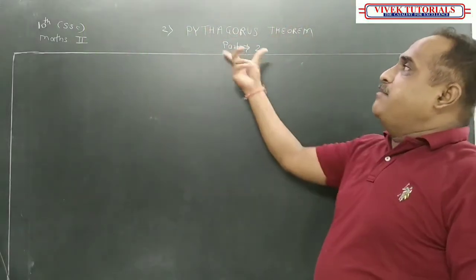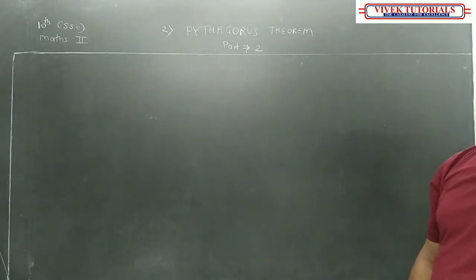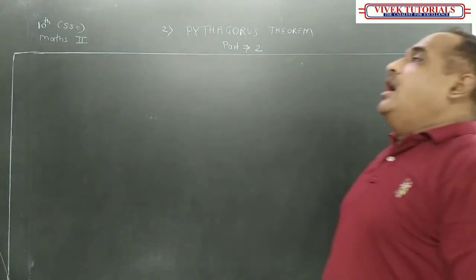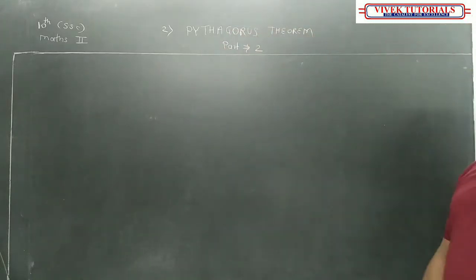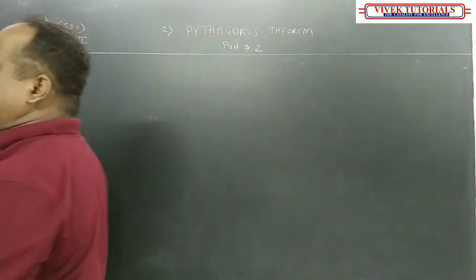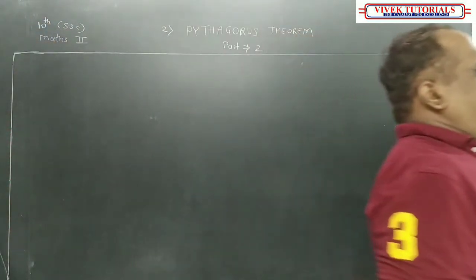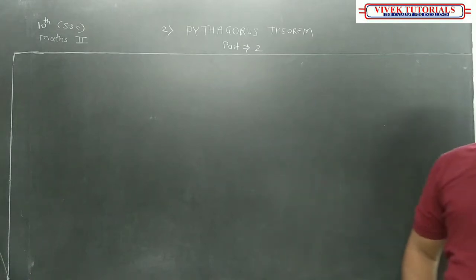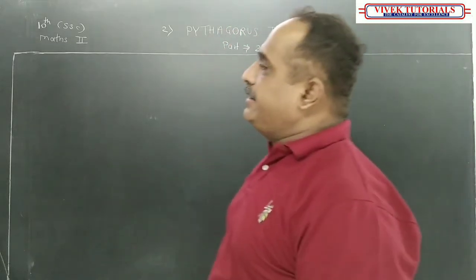Now we are on the second part of Pythagoras theorem, 10th standard, Maths 2 geometry. In first part we have studied the statement for the Pythagoras theorem. Then we have revised some syllabus of 9th standard, that is property of 30, 60 and 90 degrees triangle. Then we had studied about the property of 45, 45 and 90 degrees triangle.